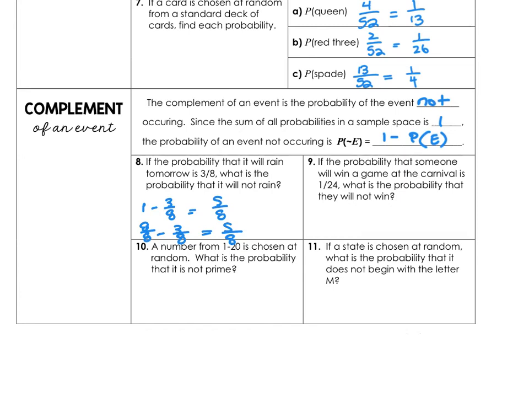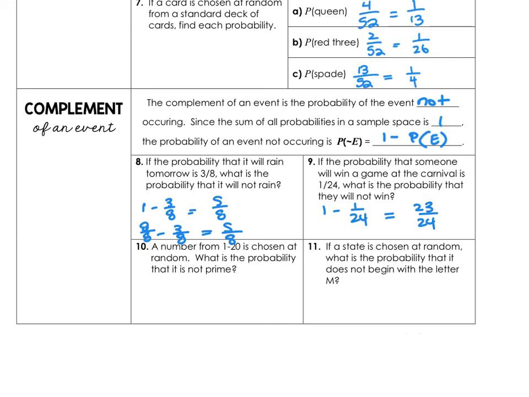So if the probability that someone will win a game at the carnival is 1/24, what is the probability they will not win? So if I take 1 minus 1/24, I'm going to get 23/24 chance that you will not win. That's why it's really hard to win those super big stuffed animals, guys. Okay, they make those games so it's very difficult to win, just saying.